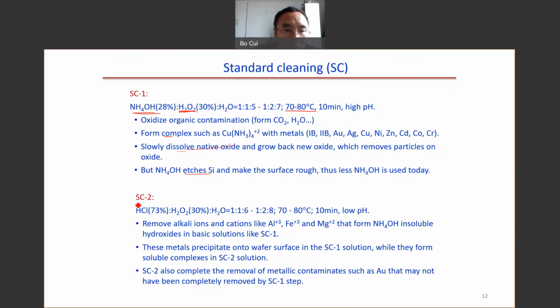This one is standard cleaning 2. Here we have hydrochloric acid, and we still have the hydrogen peroxide and the water. This one can remove alkaline ions and cations, those cations that cannot be removed from the previous step. Those form precipitates on the wafer surface from SC1, but they will be removed by the SC2 process. It also removes metal contaminants like gold.